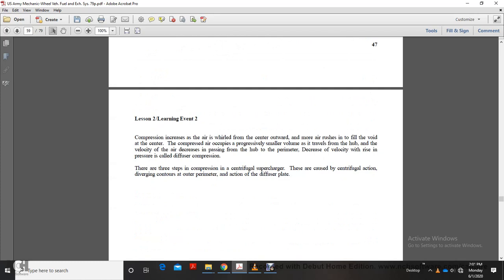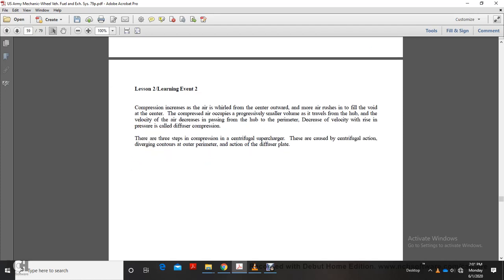Compression will increase as the air is whirled and centered outward. More air is pushed and rushes to fill the void. The compressed air occupies a progressively smaller volume as it travels through the hub. The velocity of the air decreases passing the hub into the perimeter, and the rise in pressure is called the diffuser compression. There are three steps of compression in centrifugal superchargers. These are called centrifugal action, diverging at the outer perimeter, and acting on the diffuser plate.